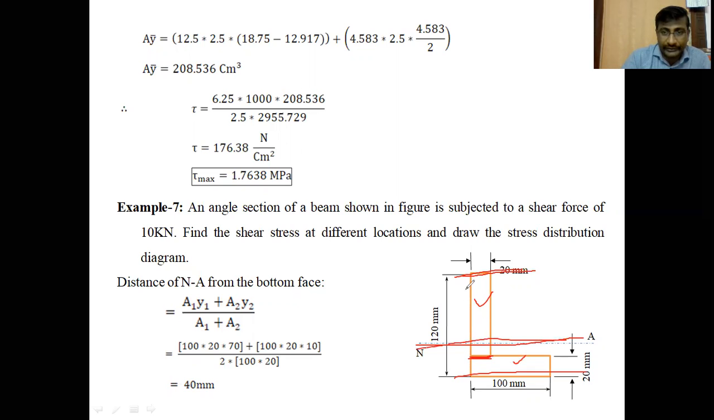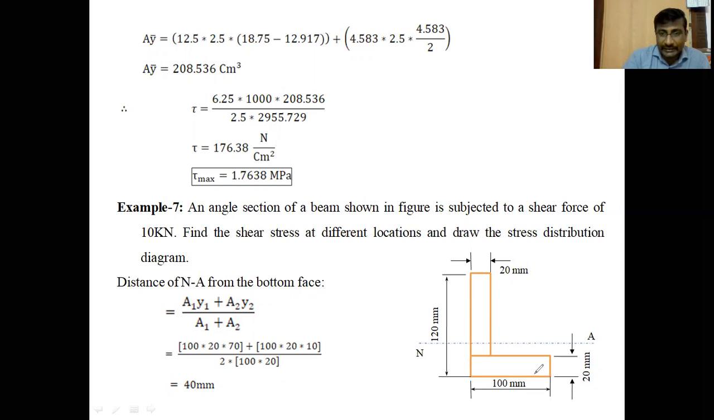These are the three values, and shear stress at extreme layers is always 0. So shear stress at the extreme upper layer is 0, and shear stress at the extreme bottom layer is also 0. These are the two 0 values, and the remaining three values you should find: the shear stress at the neutral axis, and the shear stress at the junction, two times. Okay.